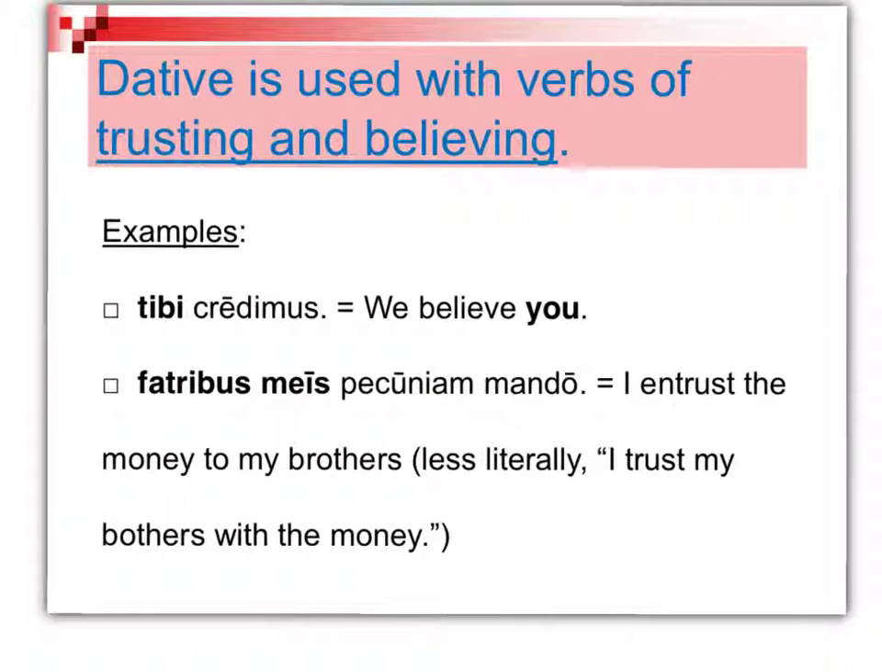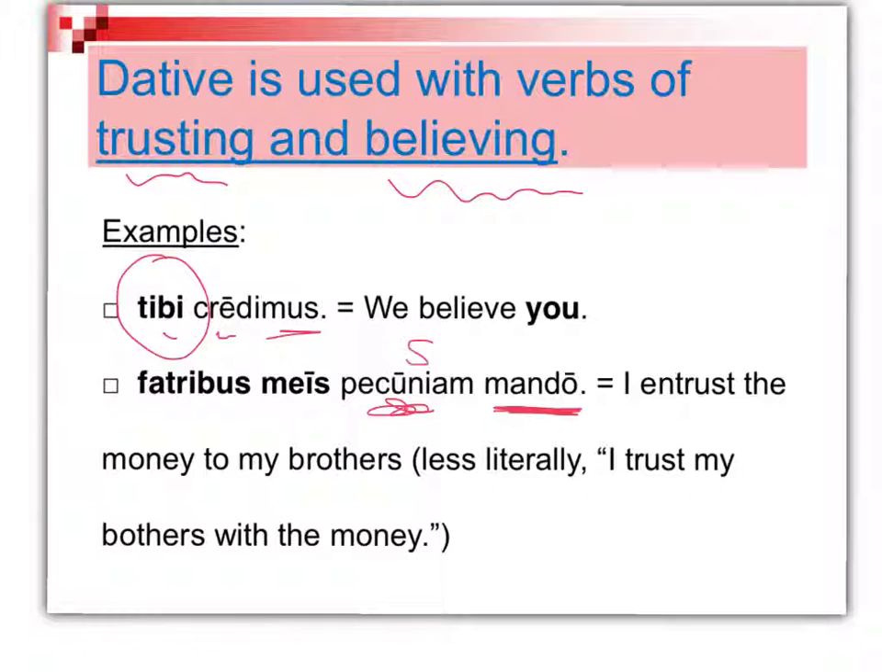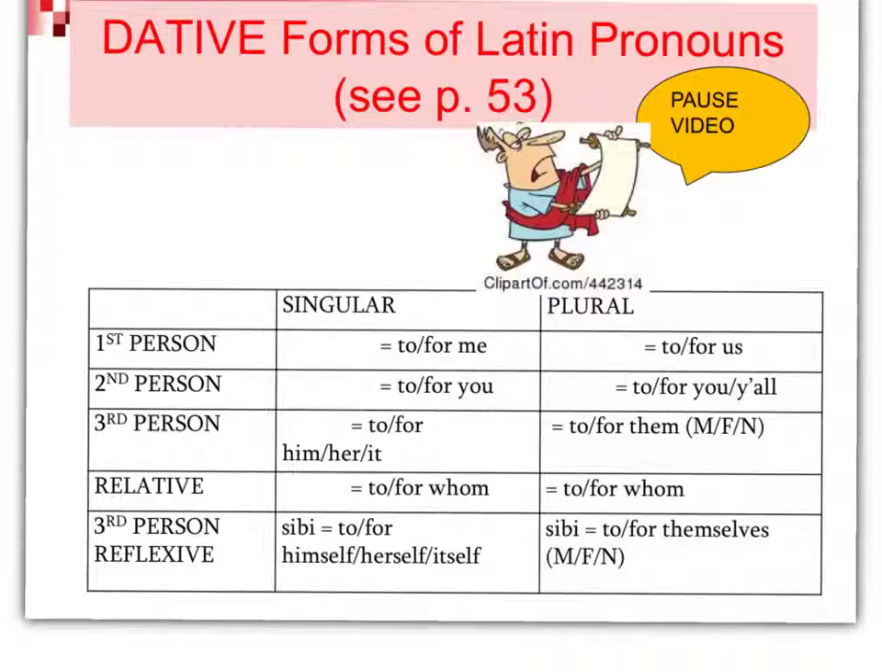Alright everyone, here's a little slide on the dative used with verbs of trusting and believing. Some examples: credimus tibi, we believe you. Tibi is the indirect object, the pronoun for you. And here's mando, I trust or entrust the pecuniam, the money, fratribus meis, to my brothers, or less literally, I trust my brothers with the money. Alright, these should be learned for the quiz.